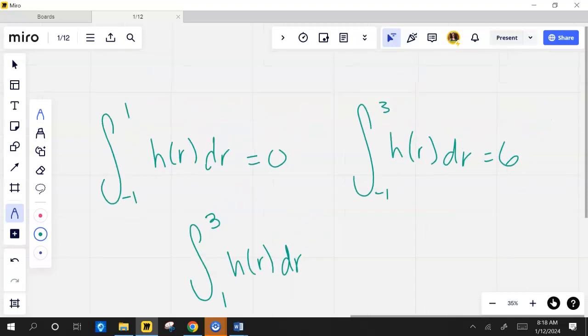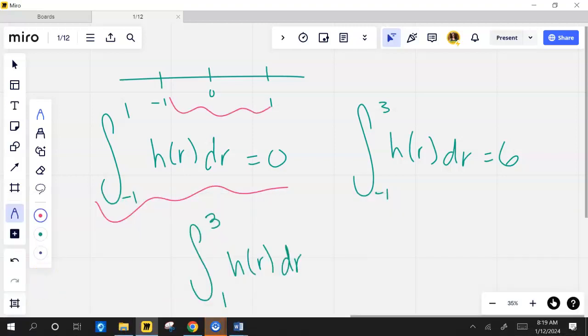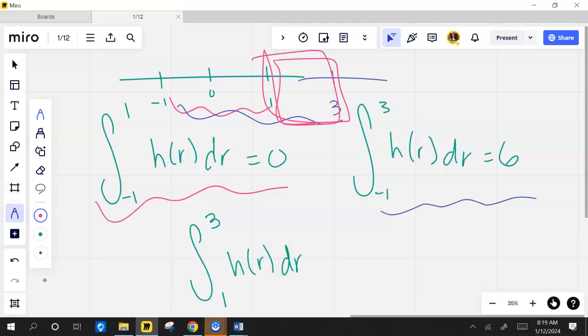So here's how I have to think about this. This one, and I'm on a number line here just so I can picture, here's 0. I'm going from negative 1 to 1. So this one is going here. The second one is going from negative 1 to 3. So this one is asking me from 1 to 3. So this one's asking me for this area right here. Well, if I take that whole blue area and I subtract out that pink area, it'll leave me this, right?